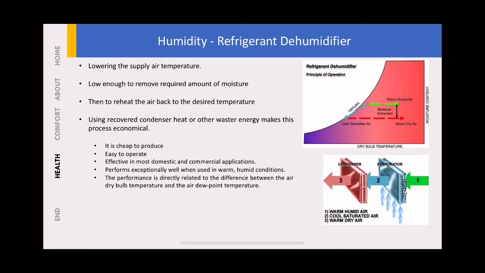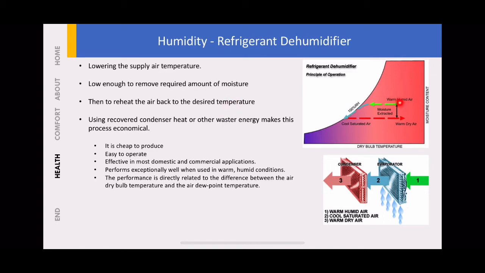Right, the refrigerant dehumidifier is used to lower the supply air temperature low enough to remove the required amount of moisture, and then you reheat it back again to the desired temperature. So you reduce it in order to reduce moisture.